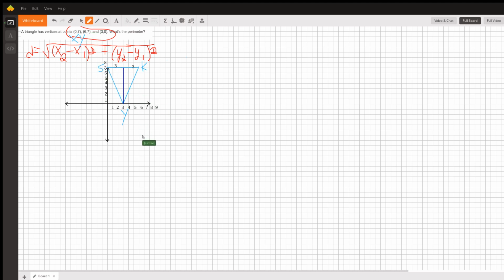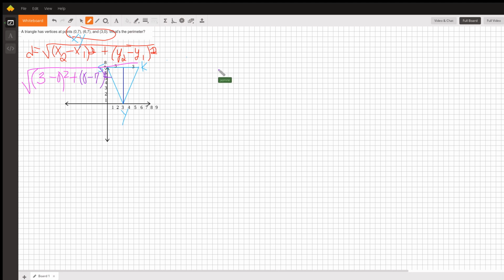So I'm just going to take the S and the Y since they're right there. And I'm going to plug in the x coordinates. So x2 I'm taking from the 3, 0, so our x2 is 3. And our x1 is 0. That's squared. Plus our y2, which is 0, and our y1, which is 7, and that is also squared.